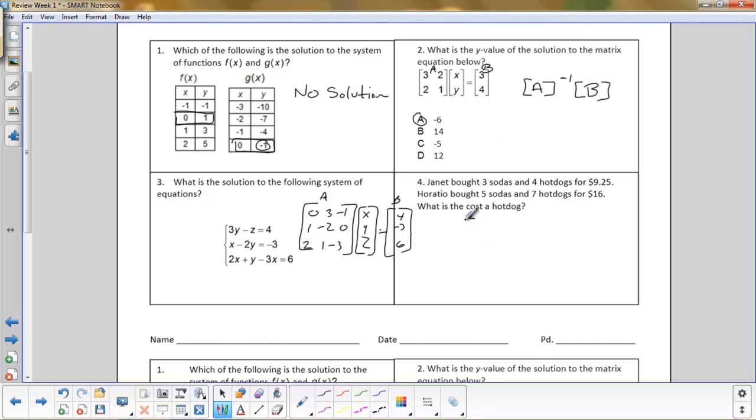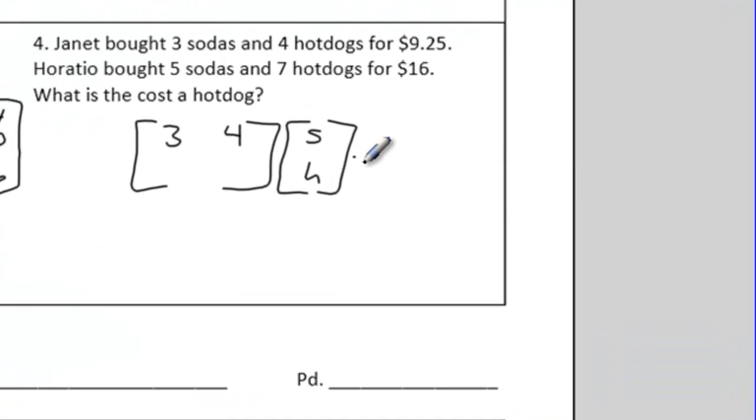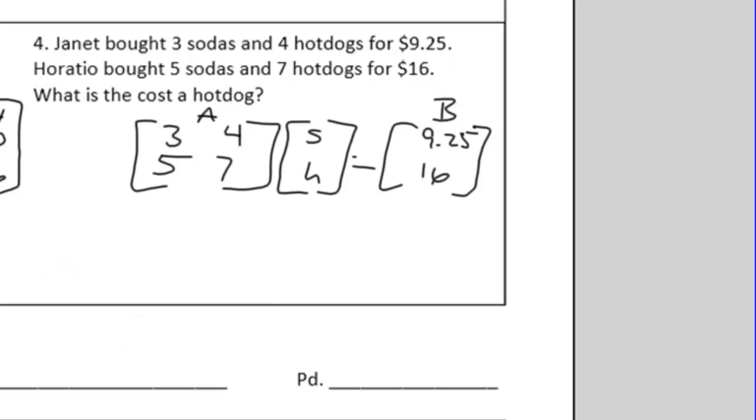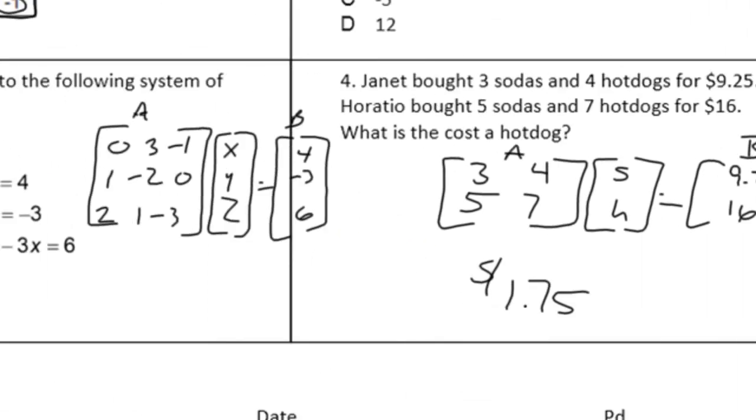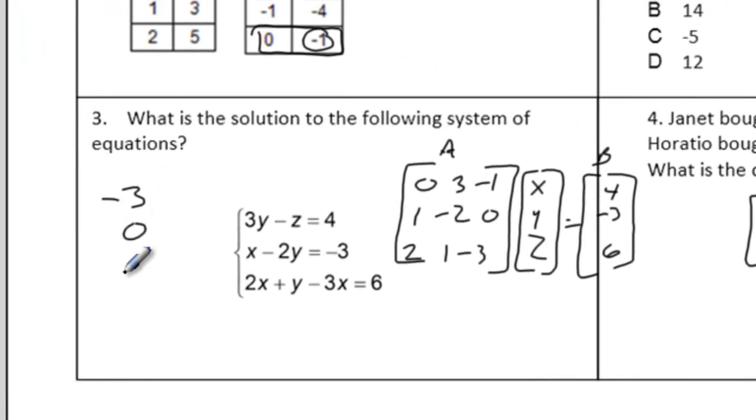All right, matrix here as well. You've got 3, 4. Let's make this sodas and hot dogs. 9, 25. 5, 7, and 16. Again, matrix A, matrix B. Take the inverse and multiply them together. You get $1.75. Sorry about not giving you the answer to number 3. That was -3, 0, and 4.